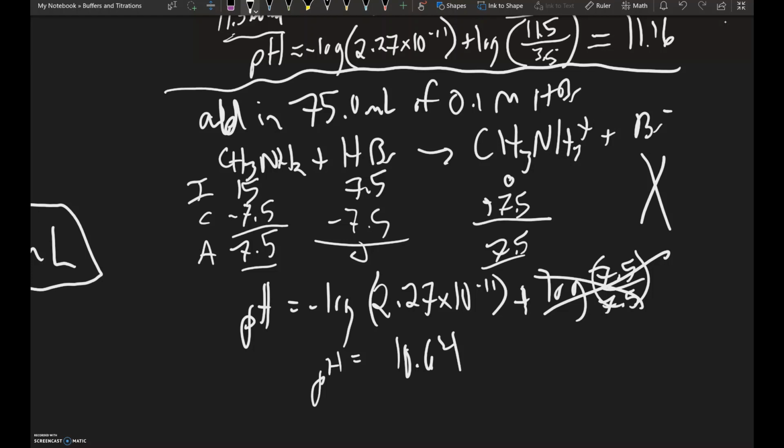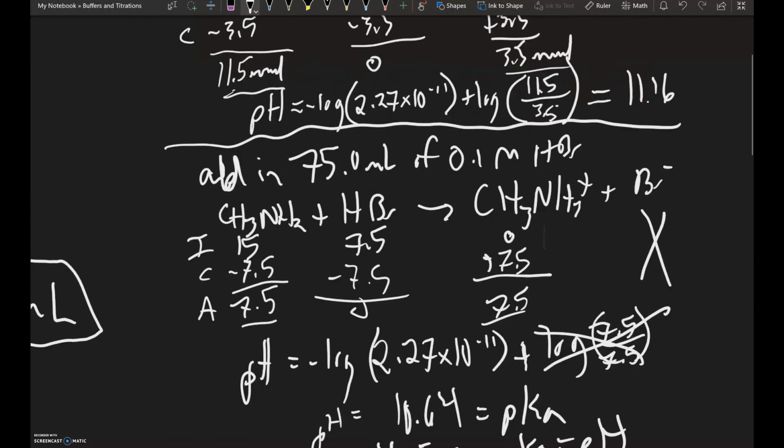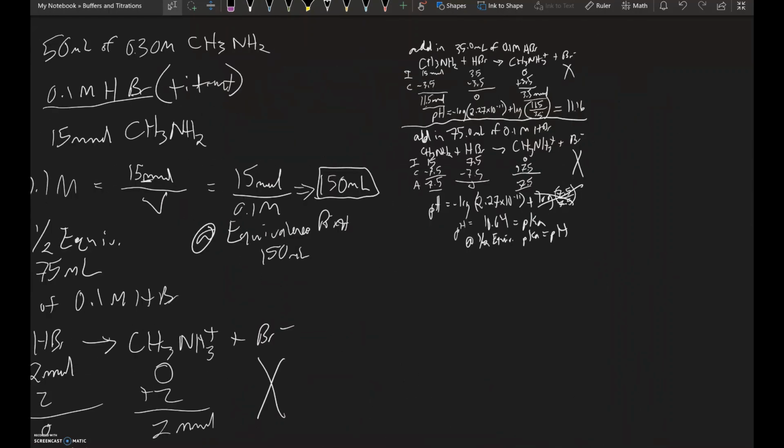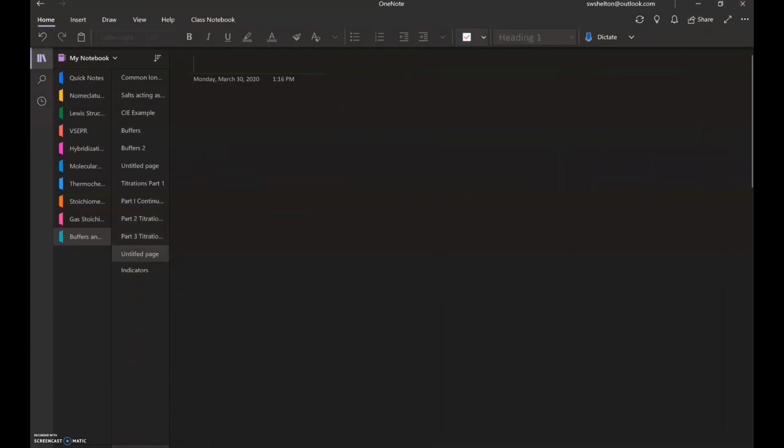So this is also important because this is the pKa. So at the half equivalence point, the pKa is equal to the pH of the solution. You're going to find that true with all the different buffers that involve weak acids or weak bases. So give me a second here. I'm going to add a new page here so we can work on a few more problems here.